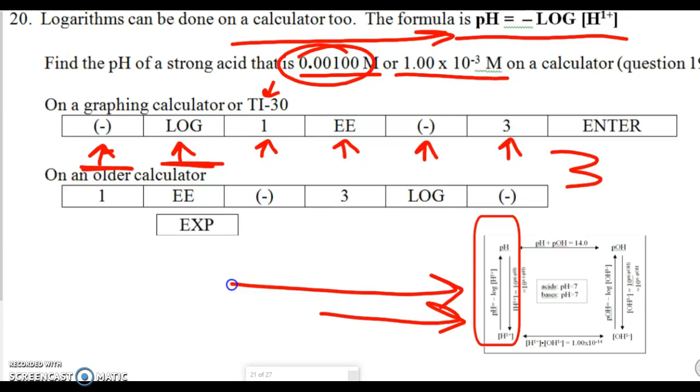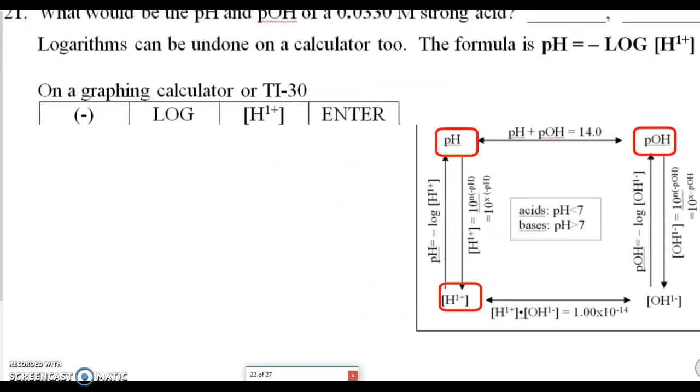Pause the film and play around with your calculator. Make sure that you know how to enter it. Make sure you get an answer of 3. Now we're going to start playing around with some of the other ones.